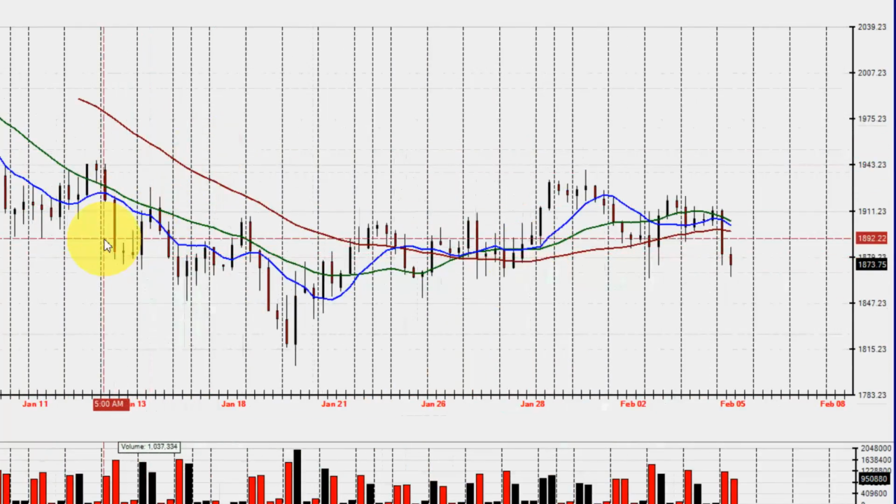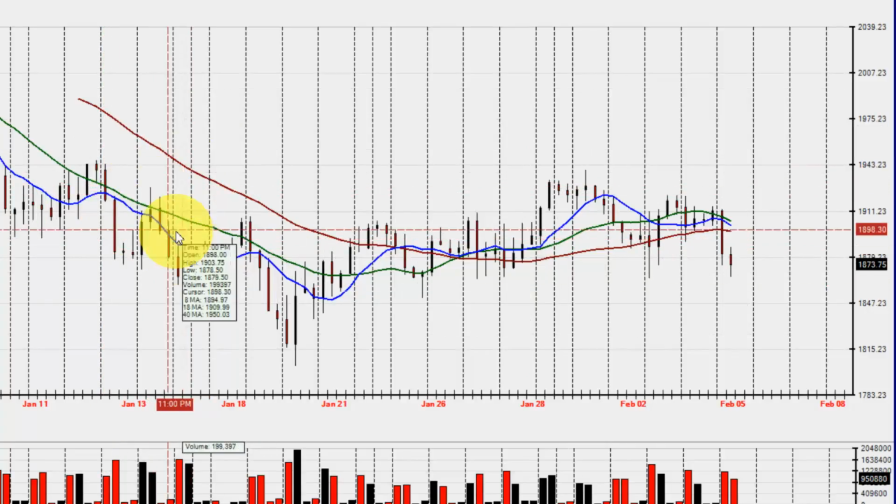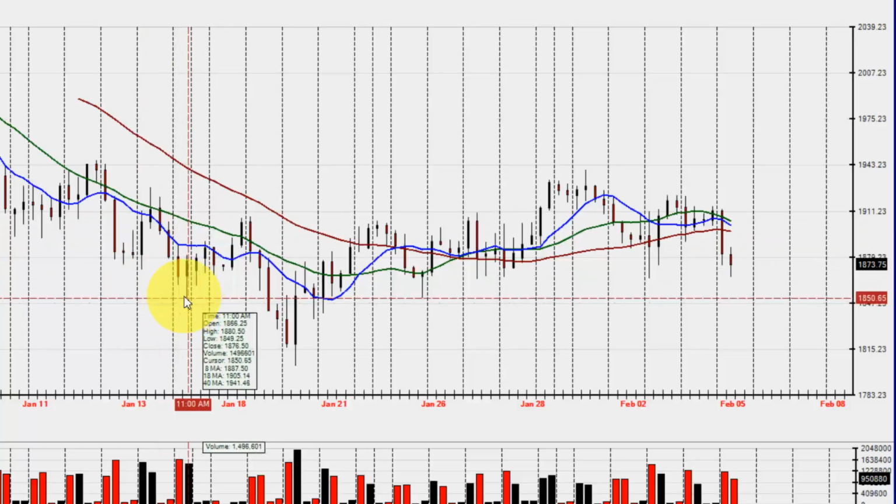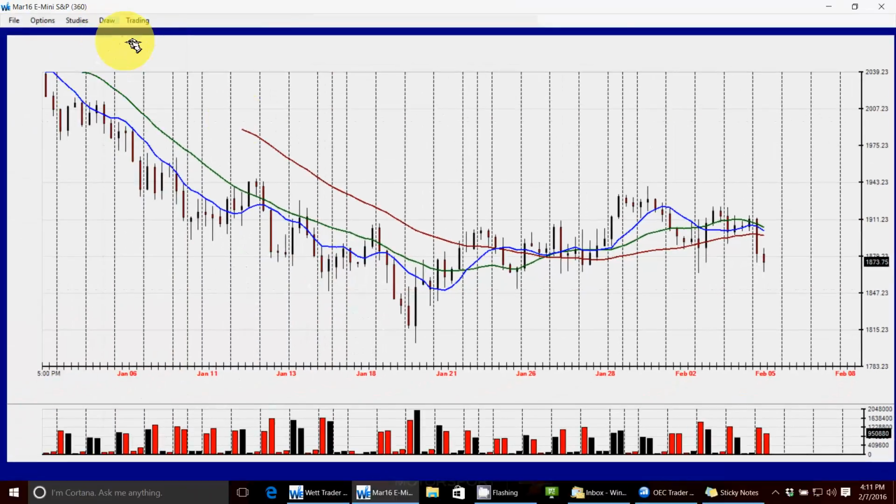1, 2, 3, 4, 5. See, these are cycle highs. 1, 2, 3, 4. Now, this is not a cycle low. Why? 1, 2, 3, 4, 5. We didn't make a significant low here. See? So when I draw my trend line, I need to go from significant high to significant high.